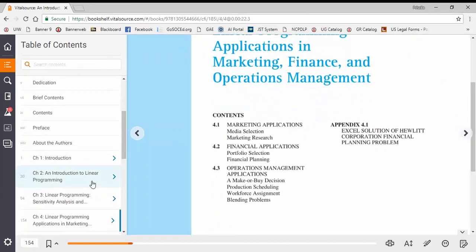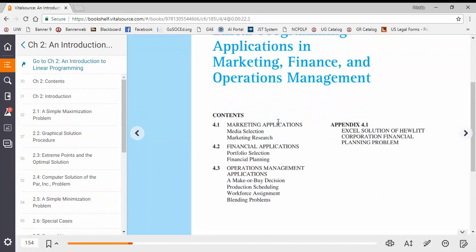Chapter 2, if you remember, introduced us to LP, to linear programming, where we learn how to graphically solve a problem. We learn how to read the constraints, get the optimal solutions, and all the basics of linear programming.